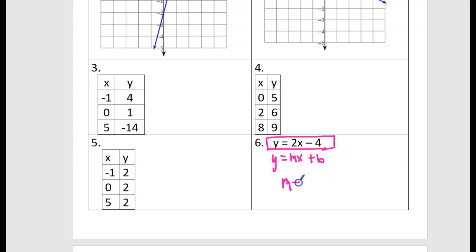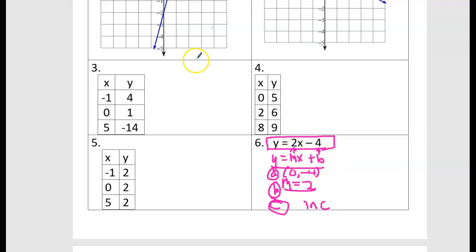We know that my slope then would have to be 2. And we know that the y-intercept would be negative 4. So I'll go ahead and write these out. So my y-intercept would be negative 4. My slope would be 2. And how can we tell if it's increasing or decreasing? Look at your slope. It's positive, so we have an increasing function. So it's actually pretty easy when you have an equation in slope-intercept form. The number in front of the x is your slope. The other number is your y-intercept.